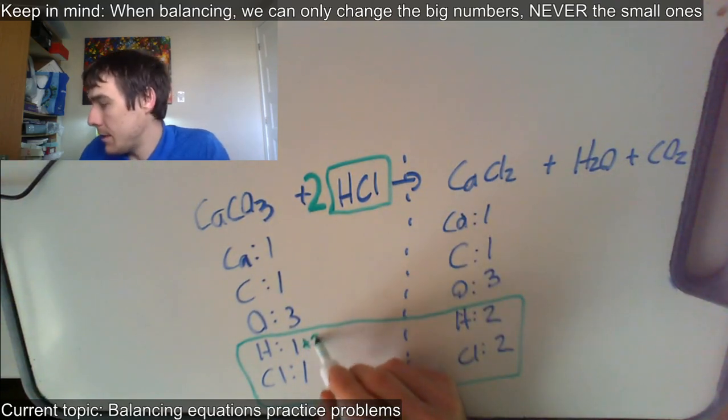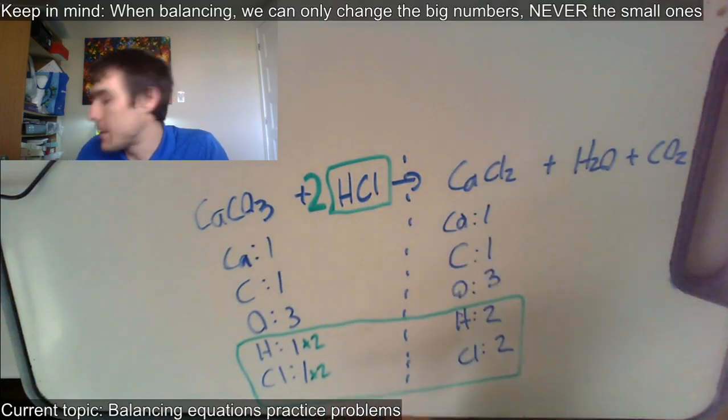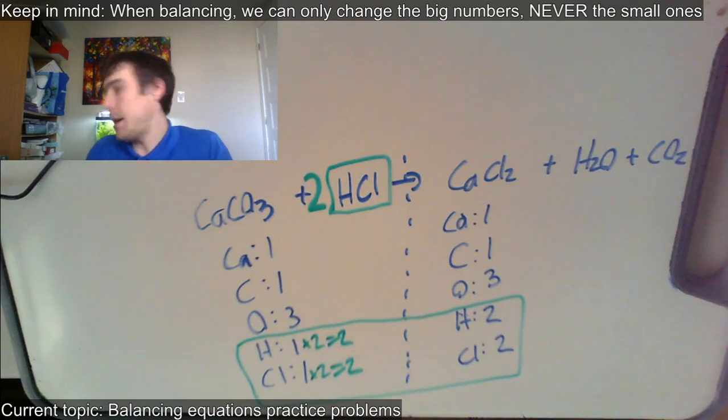And laying it out like this can really help us figure it out. Now that 2 is going to multiply both of these because it multiplies the block. That's 2, and that's how we balance that equation.